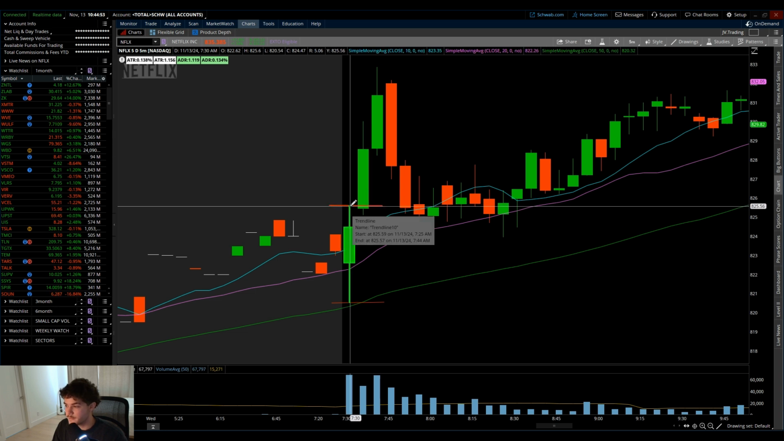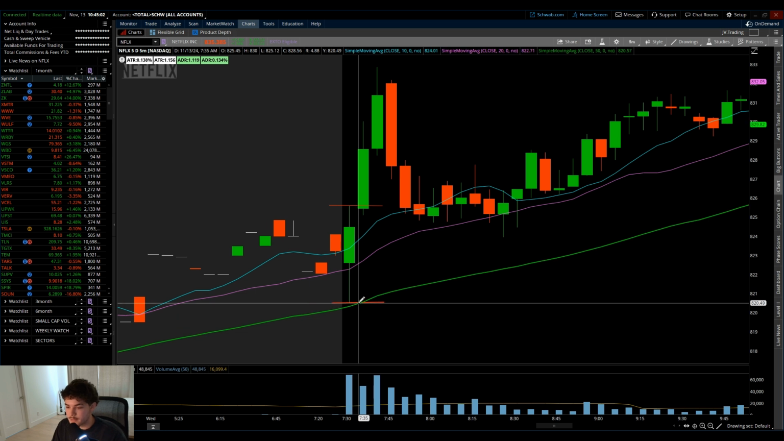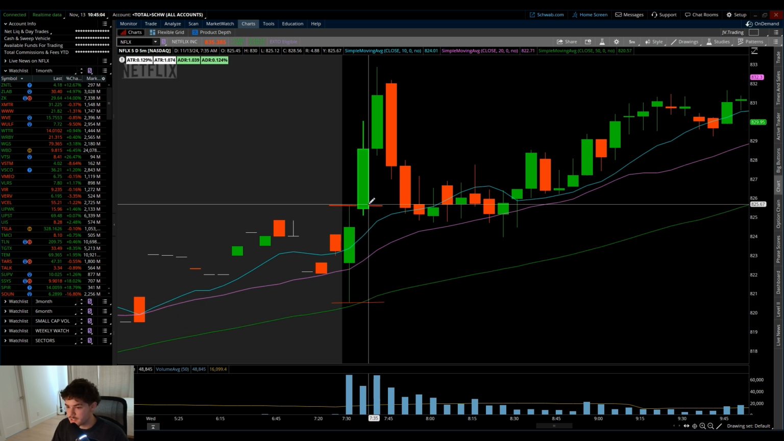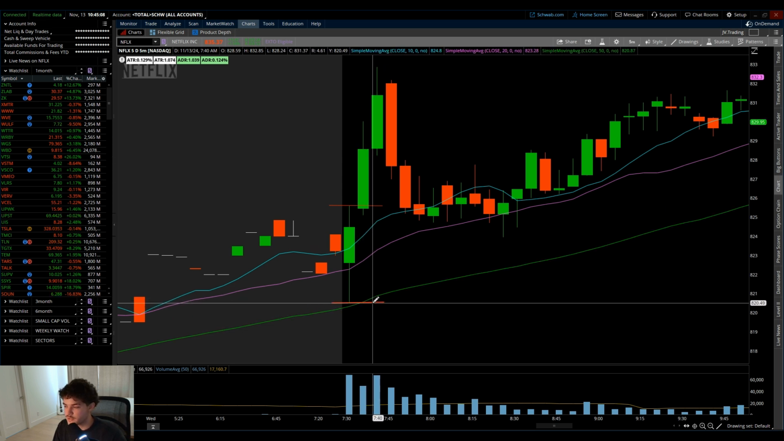This is going to be our entry. So we'll round them up just for the purposes of this video. But basically, 825 is going to be our entry. That's when it broke the opening range high. And then stop loss immediately goes at low of day. So our entry is going to be the high of the first 5-minute candle. Stop loss is going to be the low of the first 5-minute candle.